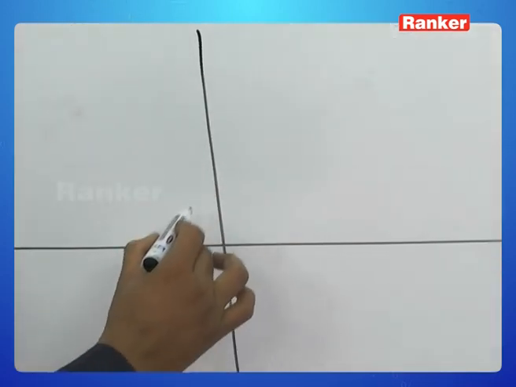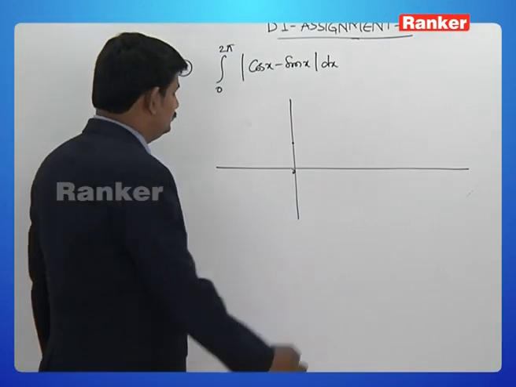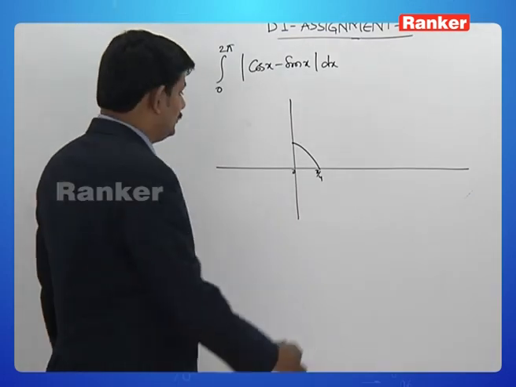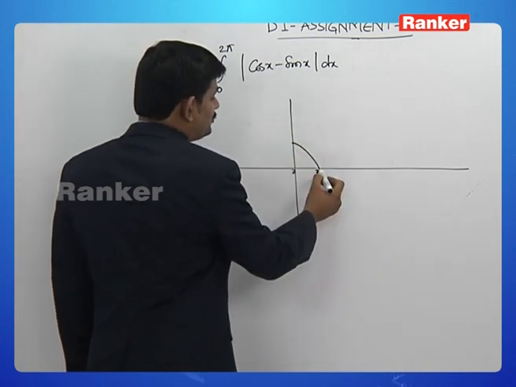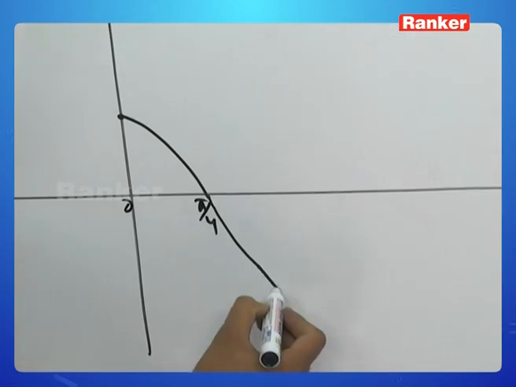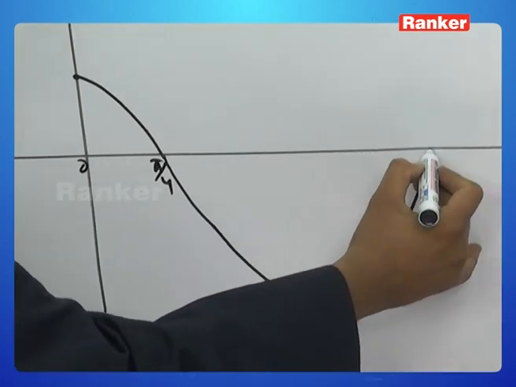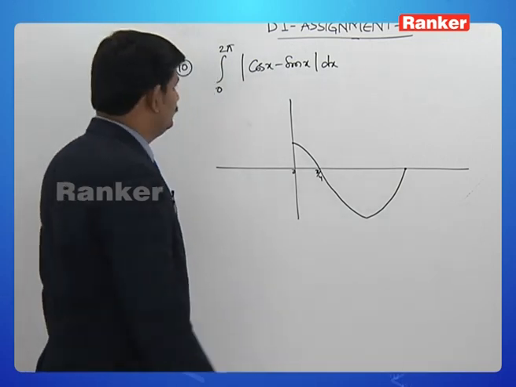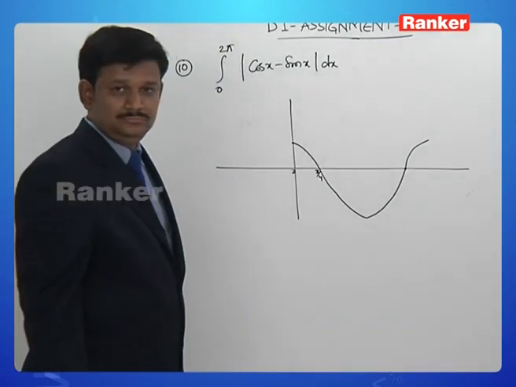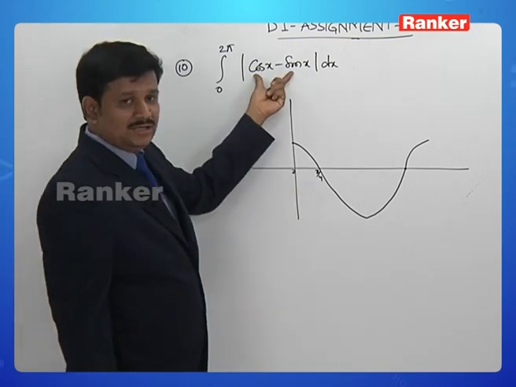Cos x minus sin x graph: when x equal to 0 it becomes 1. At pi by 4 it is 0. At pi by 2 it is minus 1. At 3 pi by 4 it is minus root 2. Increases to become 0 at 5 pi by 4, and at 2 pi it is again 1. So, this is the graph of cos x minus sin x.